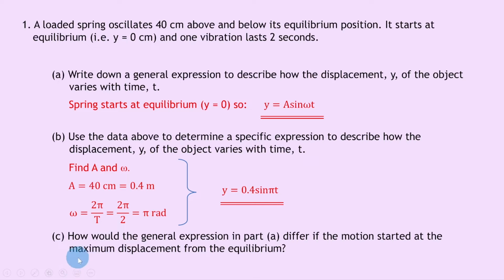And lastly, part C says, how would the general expression in part A differ if the motion started at the maximum displacement from the equilibrium? Well, remember, if y equals a, i.e. the amplitude at time t equals 0, then we need to use cosine or cos instead. So we end up with y equals a cos omega t.